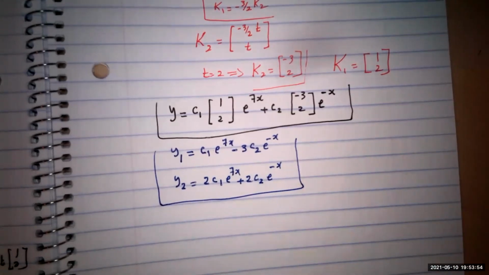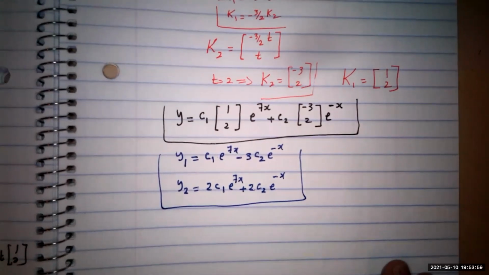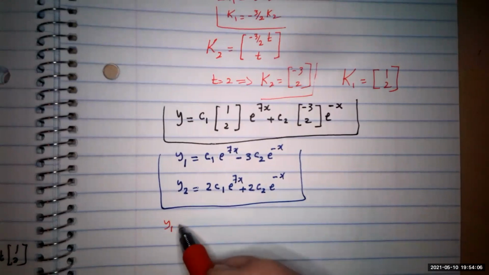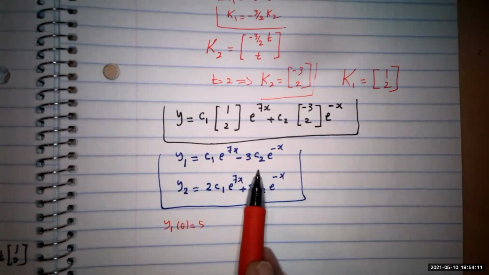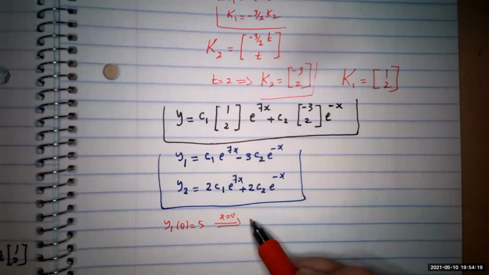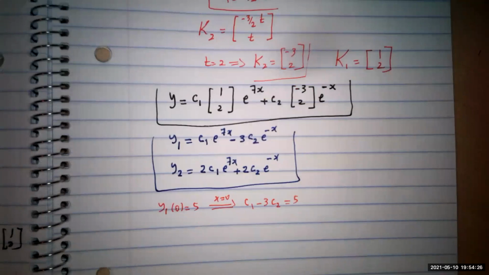But this time we have the initial condition, so we have to apply that initial condition to get the result. The initial condition is that y1 of 0 is equal to 5. You go to y1 and replace x by 0. If you replace x by 0, that gives you c1 minus 3 c2 is equal to 5.